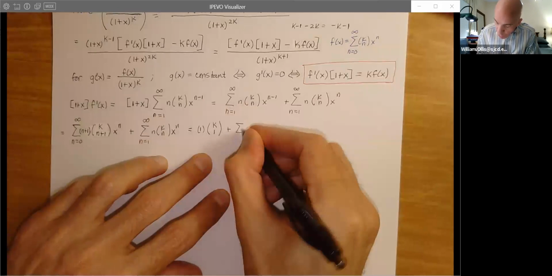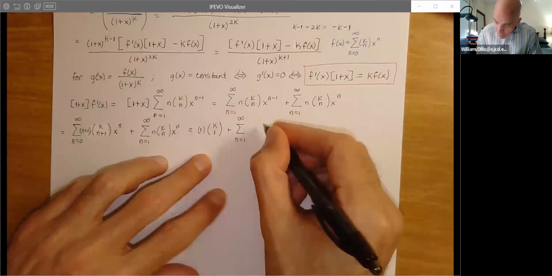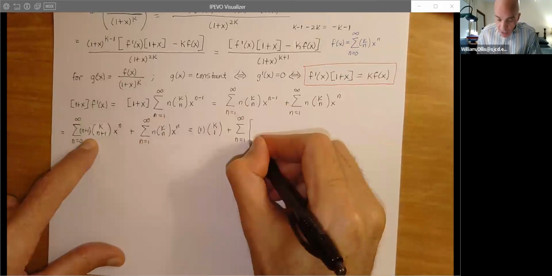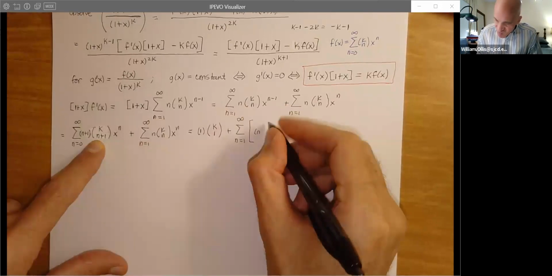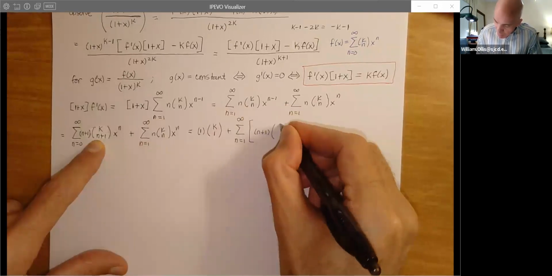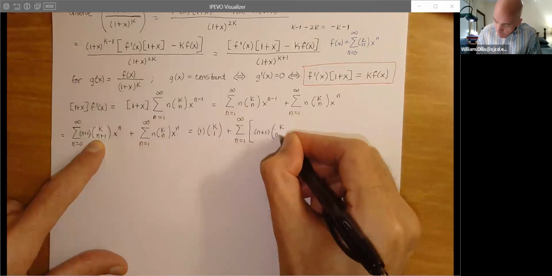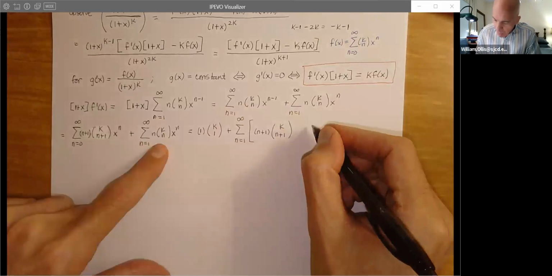So now they both start at 1. And so we have this. So we have n plus 1 times k choose n plus 1. And these are nice identities, but we're going to just work them out because you don't know the identities. And if I used them, they wouldn't make any sense.